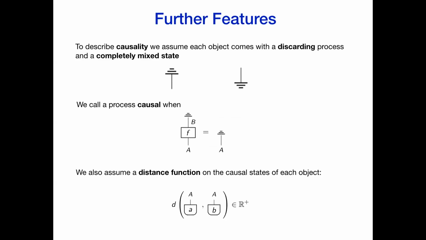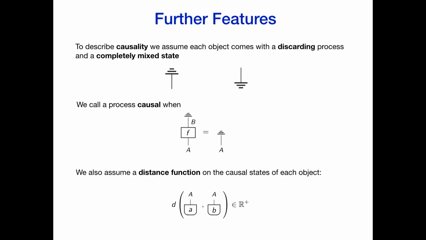So every object we're going to assume has a special process that lets you throw it away or discard it, or you can think of it as just ignoring it, and that's this ground symbol on the left. And we'll also have the sort of opposite thing where you can prepare your system in a completely random state. This is like a maximally random state of your object, and that's the upside down ground symbol. And a few people, including Bob, have worked on how these relate to causality. Here I'll just have to say that we'll call something causal when it preserves this discarding process. That's what we call a causal process.